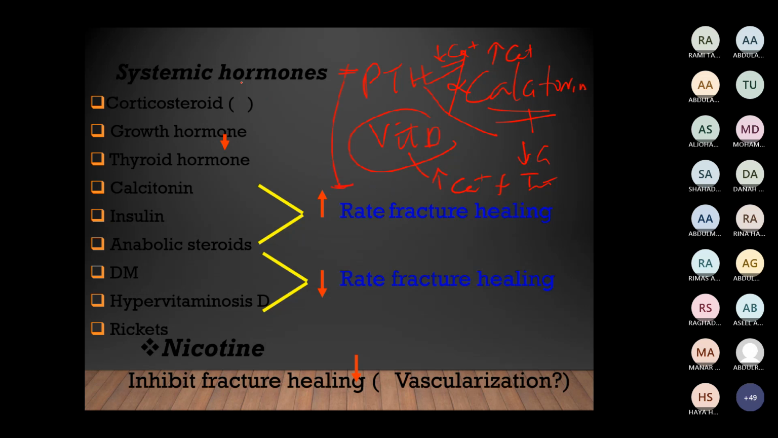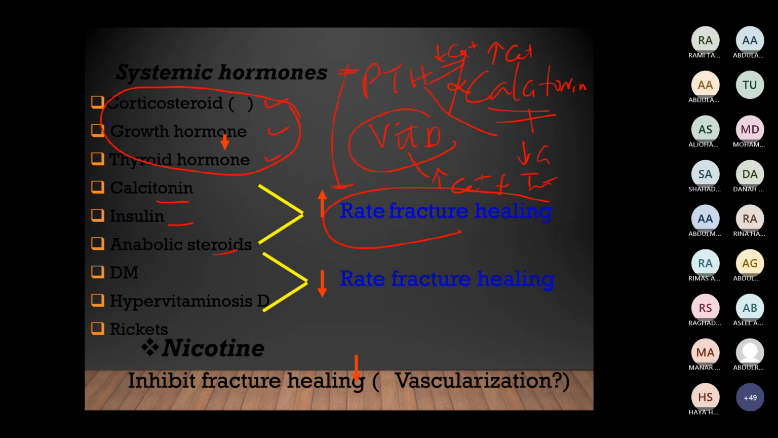formation. Now apart from this, we have steroids, growth hormones and thyroid hormones. If these become increased, the fracture healing will decrease. As I told you just now, calcitonin, insulin, and anabolic steroids will increase the rate of fracture healing, because calcitonin has a capacity for decreasing bone resorption. When you decrease the bone resorption, the fracture healing will of course increase.